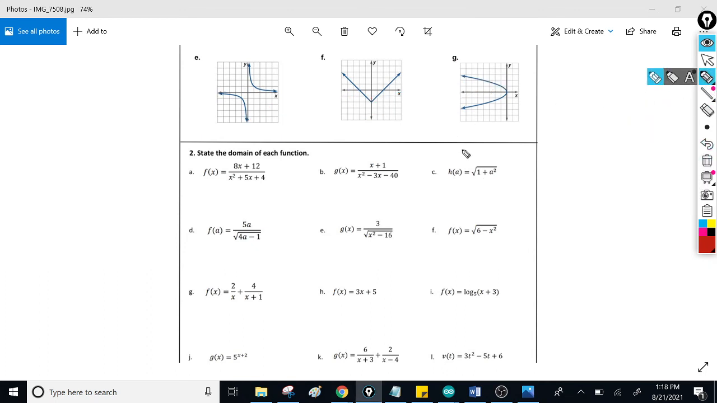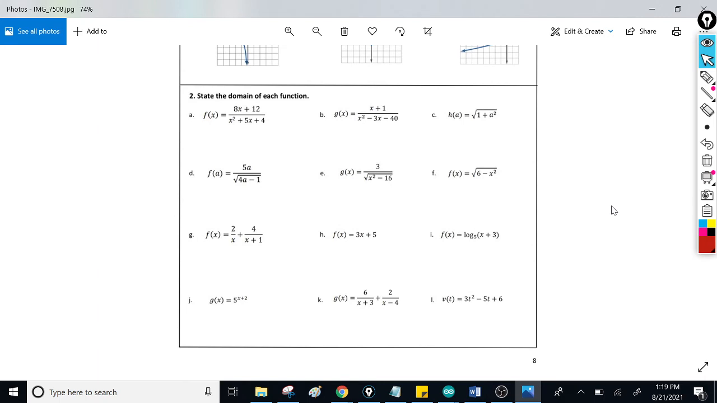So it's safe to say that your domain is going to go from negative infinity to positive infinity, because no matter what number you put right here, this function will never be undefined, and you are not going to have any disconnection like this. You're not going to have an asymptote. Let's move on a little bit.